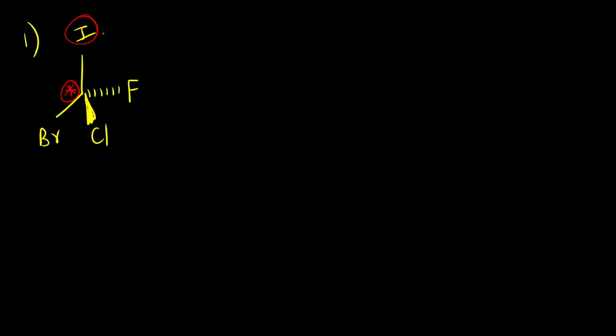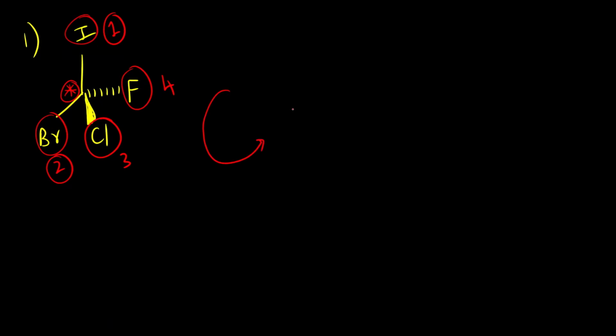Rule number 2, assign the priority based on atomic number. So this will get highest priority. Then comes bromine, then chlorine, and then fluorine will be 4. Now check the order: 1, 2, 3. It is counterclockwise. So the absolute configuration will be what? It will be S.